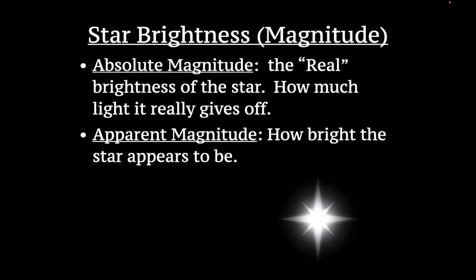So we have absolute magnitude, which is the real brightness of the star, how much light is really given off. And this is going to be compared to apparent magnitude. And apparent is just saying what it seems like. It could seem like it is brighter than really what it is. So apparent magnitude is focusing on how bright the star appears to be to us on Earth.